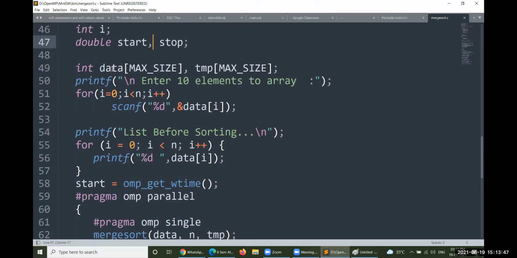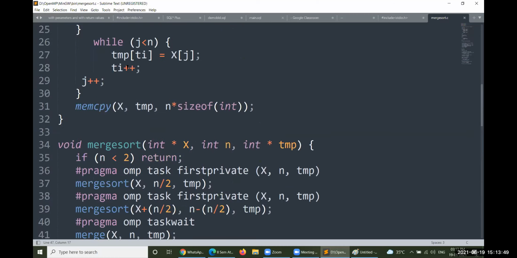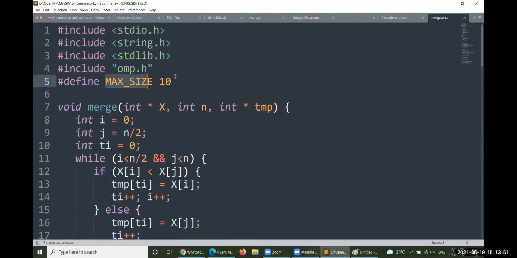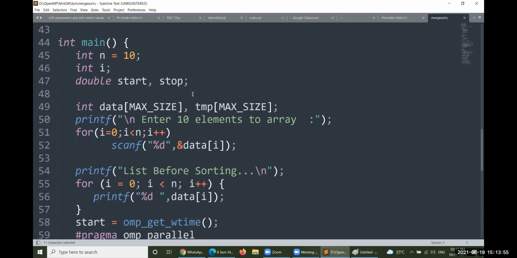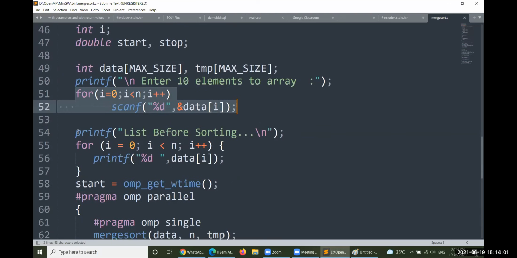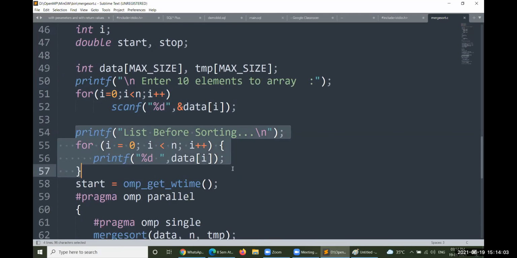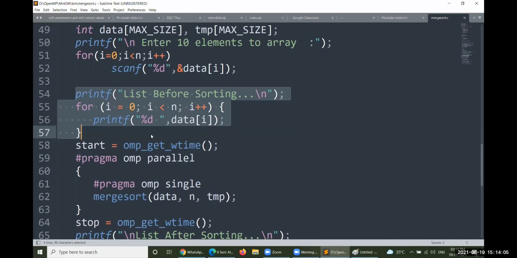So data of maximum time. Here you could consider the maximum size as 10. We have taken 10 elements at random, and I have displayed them before sorting. Then we would like to get the time, how much time it takes, before starting the parallel algorithm.